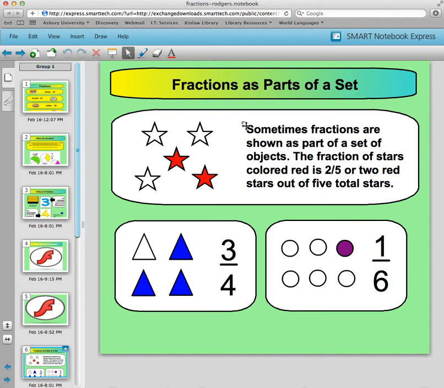The sixth slide explains fractions as parts of a set. It says that sometimes fractions are shown as part of a set of objects. The fraction of stars colored red is 2/5 or 2 red stars out of 5 total stars. And it also shows 3/4 down here with 3 blue triangles colored in, and 1/6 down here with 1 purple circle colored in.